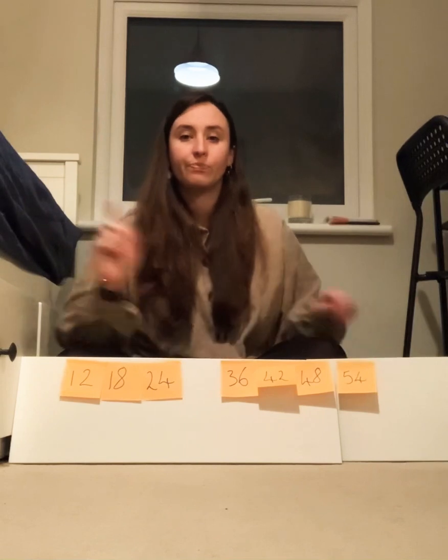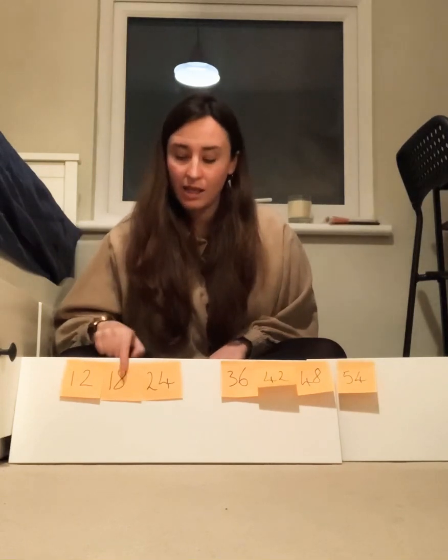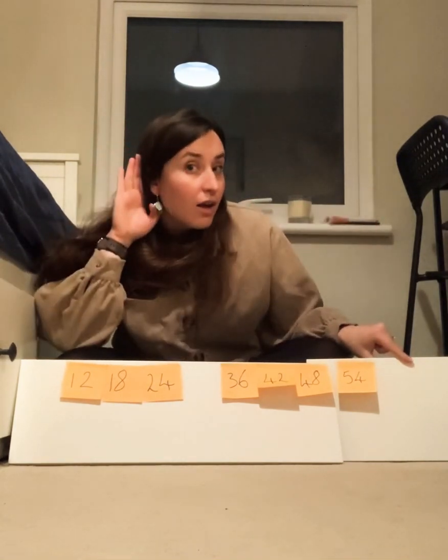Here we go. 1 times 6 is 6. 2 times 6 is 12. 3 times 6 is 18. 4 times 6 is 24. 5 times 6 is 30. 6 times 6 is 36. 7 times 6 is 42. 8 times 6 is 48. 9 times 6 is 54. And 10 times 6 is 60.